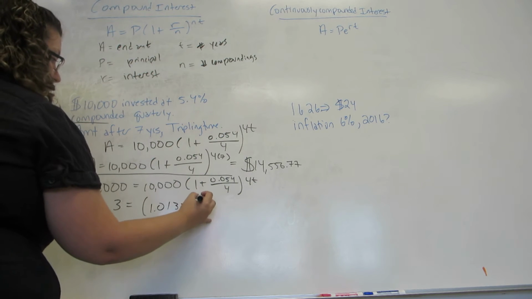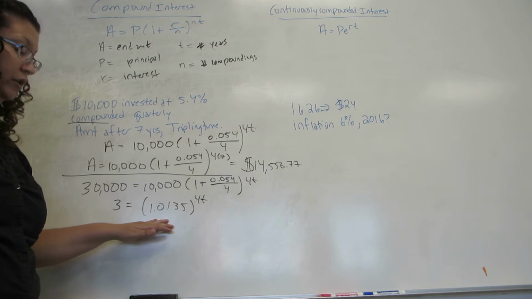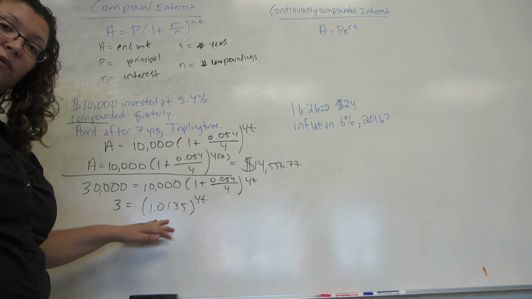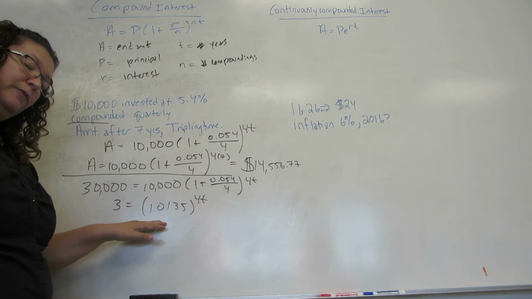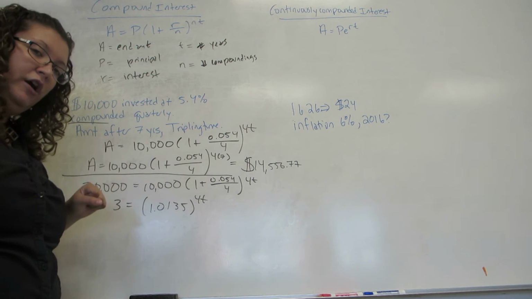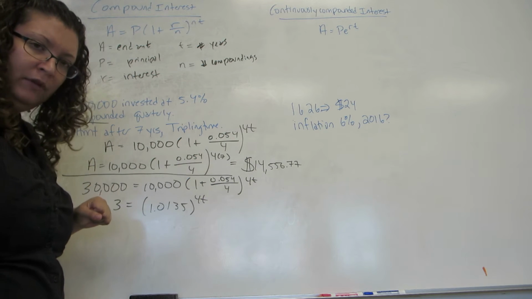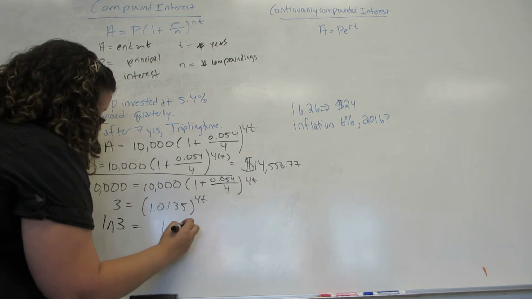Now, the next step to get the time was to get rid of the exponential using a logarithm. Usually we use a logarithm that's the same base as the exponential. There's only one problem with that here. I don't want to have to take a logarithm base 1.0135. So instead, I'm going to take a natural log of both sides.